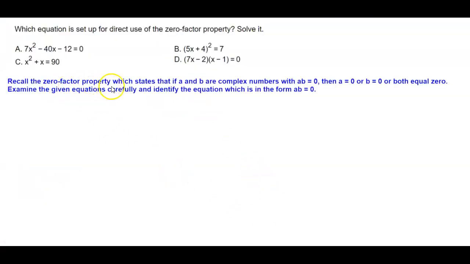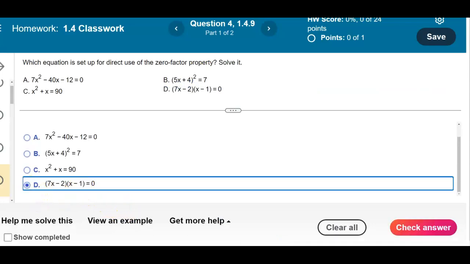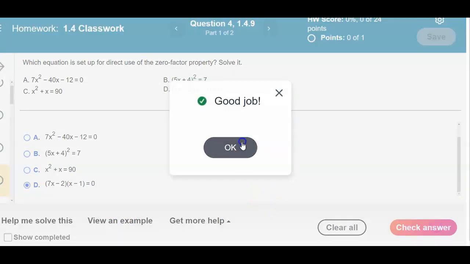Recall the zero factor property, which states that if A and B are complex numbers with A times B equals 0, then A equals 0 or B equals 0 or both equal 0. We would examine the given equations carefully and identify the equation which is in the form of A times B equals 0. Well, again, A would represent 7x minus 2, and then times B, which is x minus 1 equals 0. So therefore, let's go ahead and answer that question. So that means it's going to be D. Let's check our answer. And there is our result.